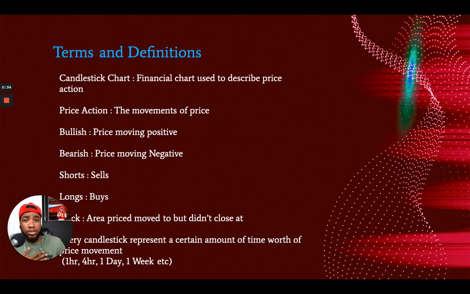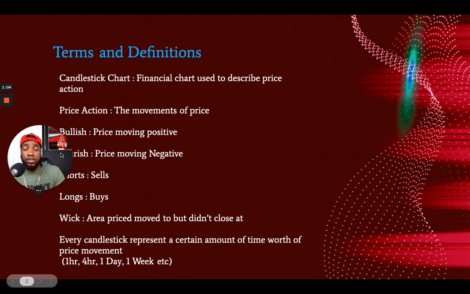So we got candlestick charts, which is just a financial chart used to describe price action. Price action. It's just the movement of price. What is price doing? How is it fluctuating? Is it making different candlestick patterns, chart patterns, things like that? Bullish, price is going up. Bearish, prices are going down. Shorts, that means they selling it off. Longs, that means we buying it up.